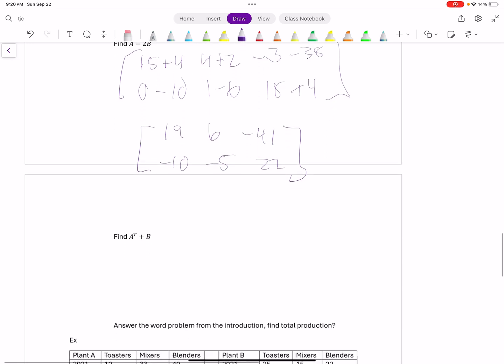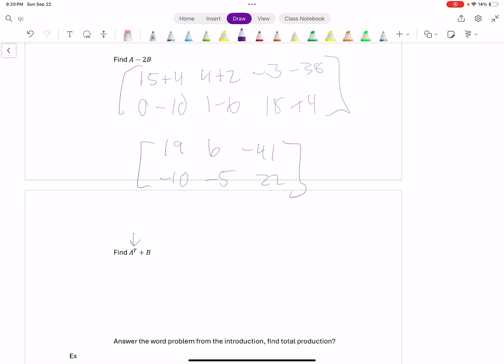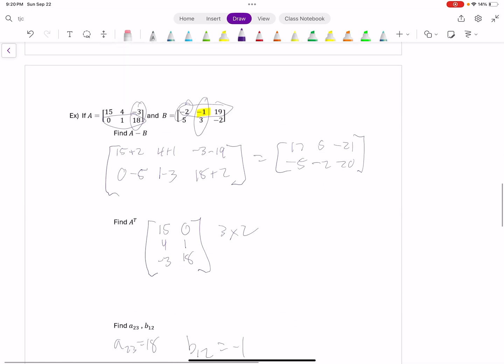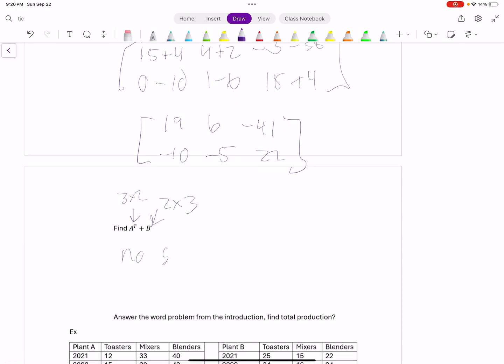Find A transpose plus B. Well, here's the thing. A transpose is a 3 by 2 matrix. B is still a 2 by 3 matrix. You can't add matrices unless their size is the same, their shape. And while we could add A and B together because they were both 2 by 3, when you transpose A, it becomes a 3 by 2, which means it's not the same shape. So you can't actually add these. So no solution. Okay. If two matrices are not the exact same size, you can't add them.